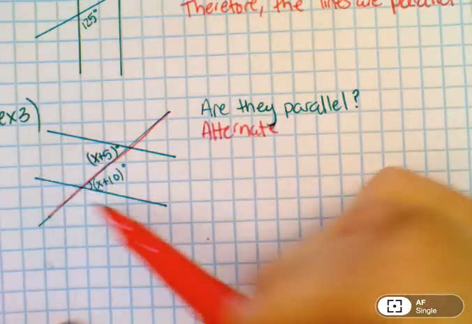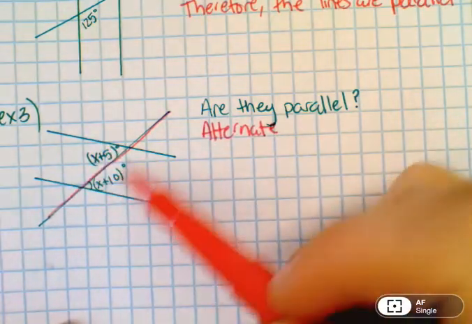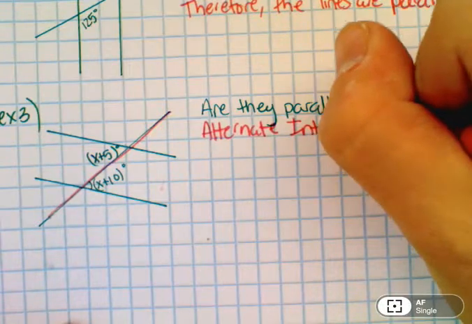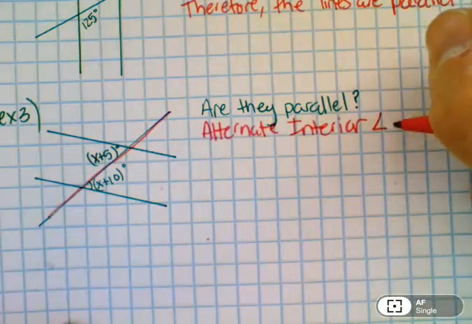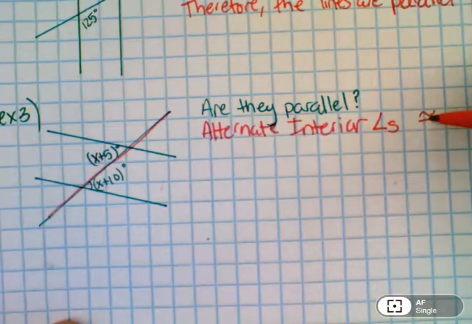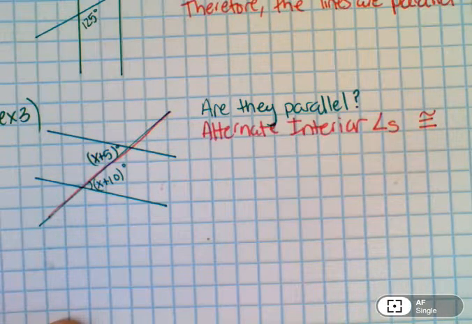And here are my lines that maybe are parallel, right? And those angles are on the interior of that. So again, these are alternate interior angles. I'm going to use my symbol there. So I'm dealing with alternate interior angles, and they should be congruent. And so the question is, are they congruent?